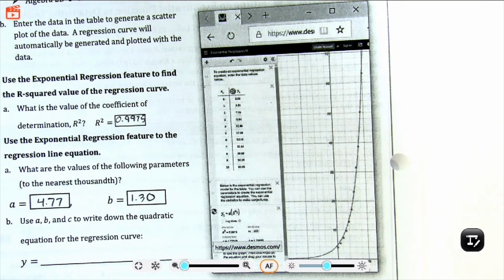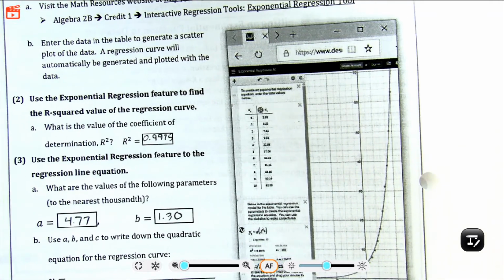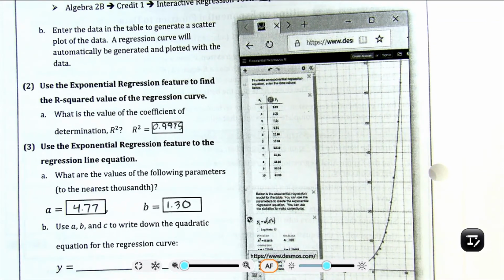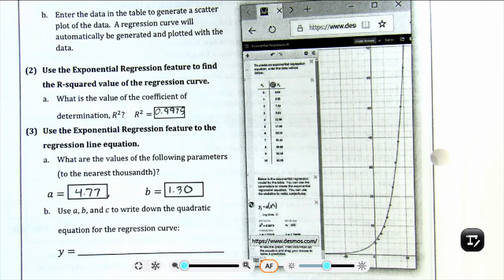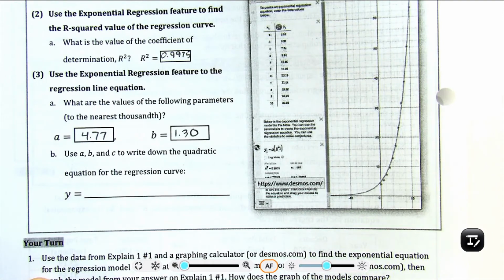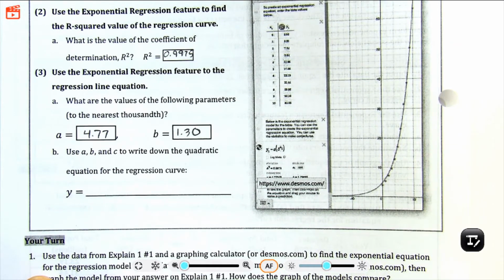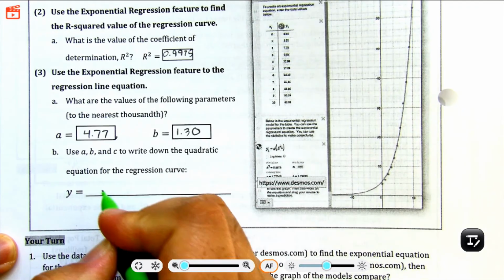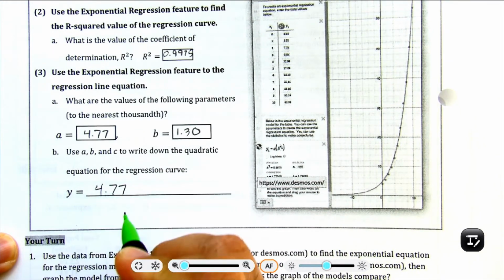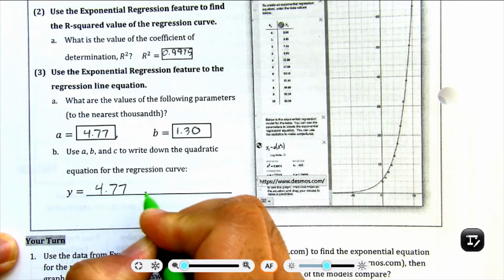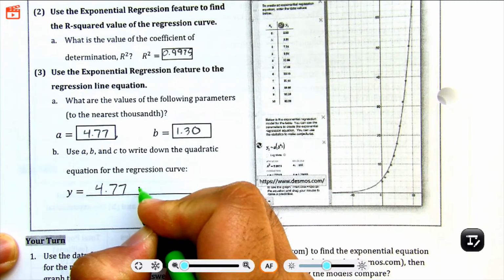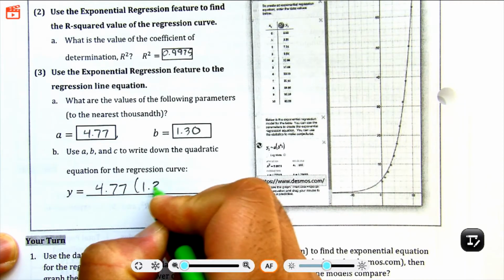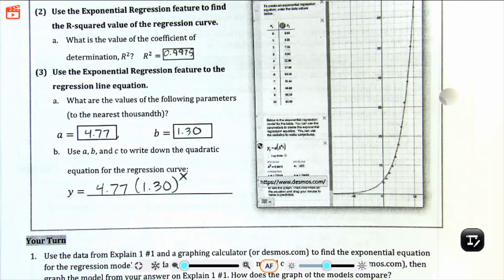Okay, so now we're going to write our equation. And our equation is going to be y is equal to 4.77 times 1.30 to the x power. So this is a and this is b. Okay, and that completes this example.